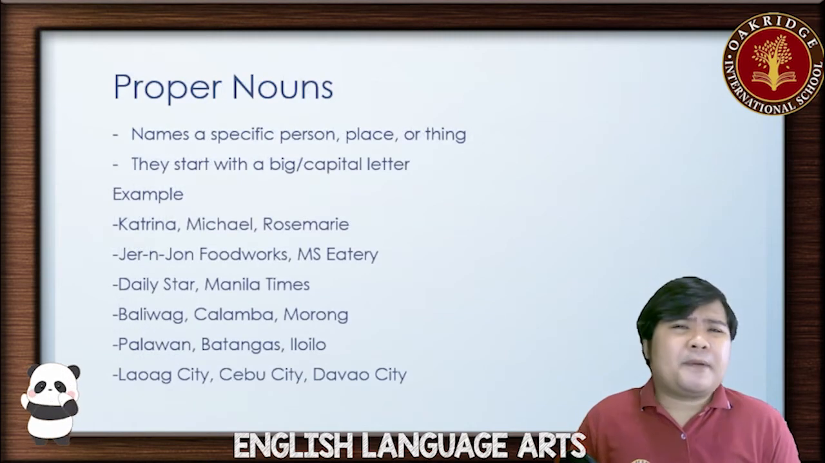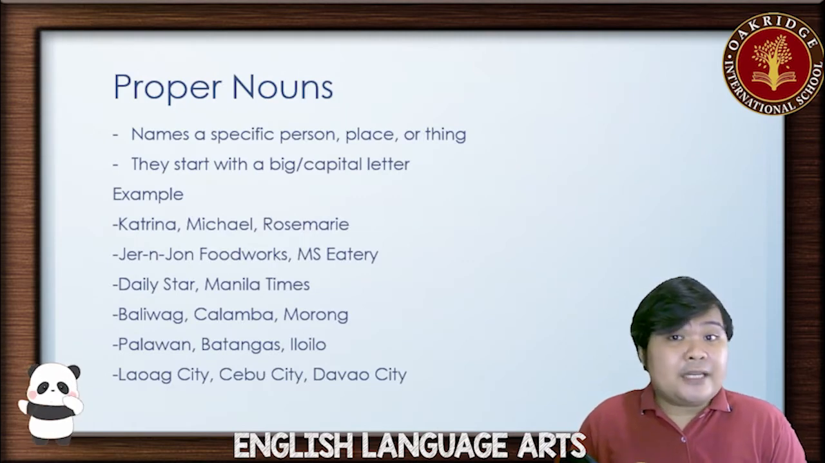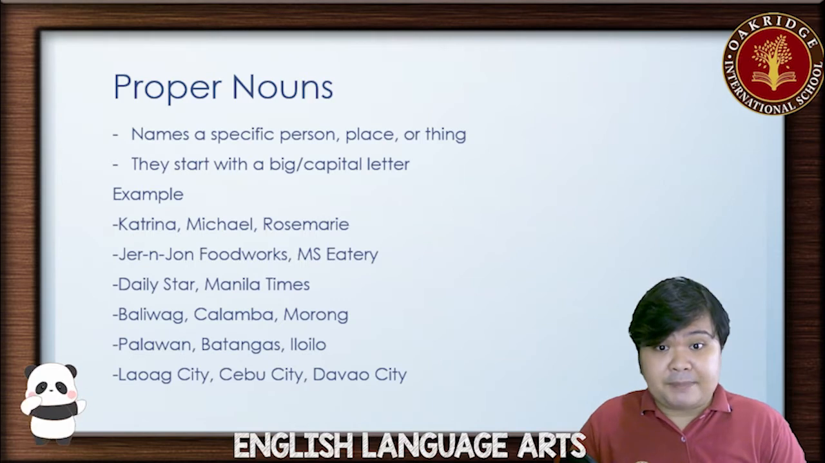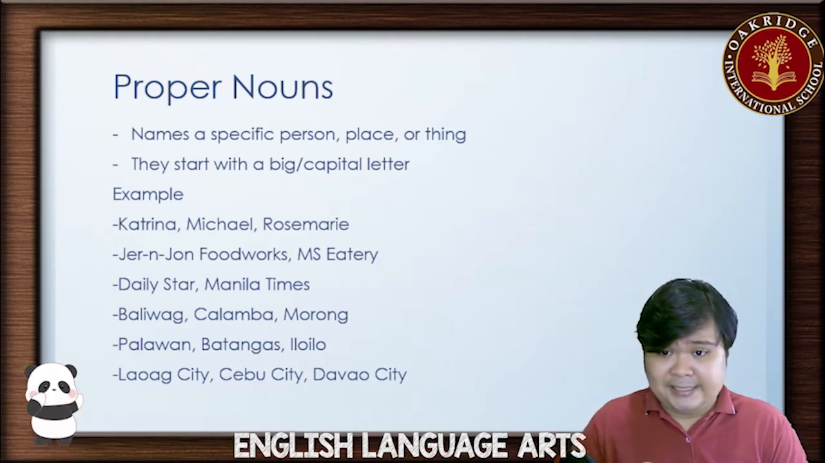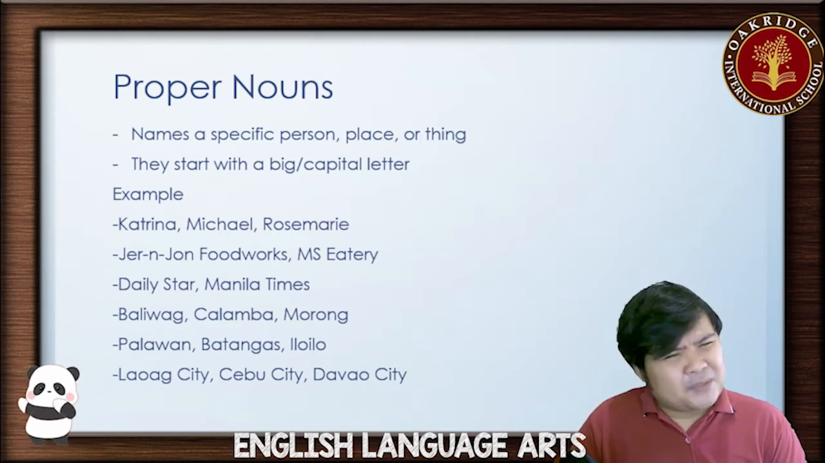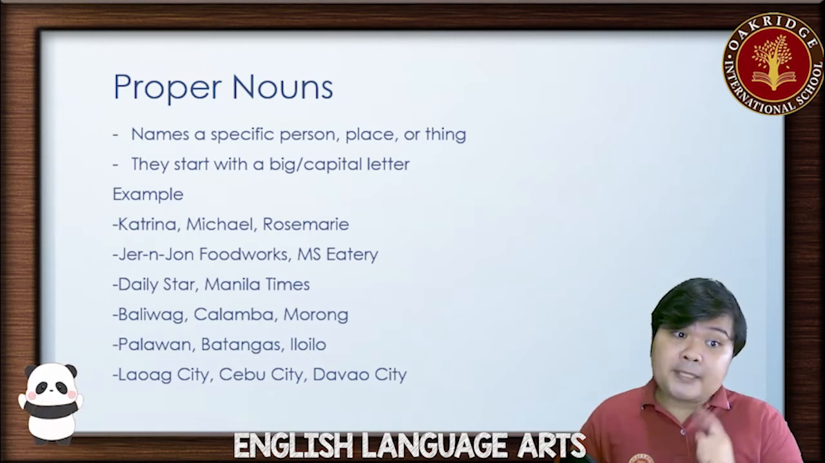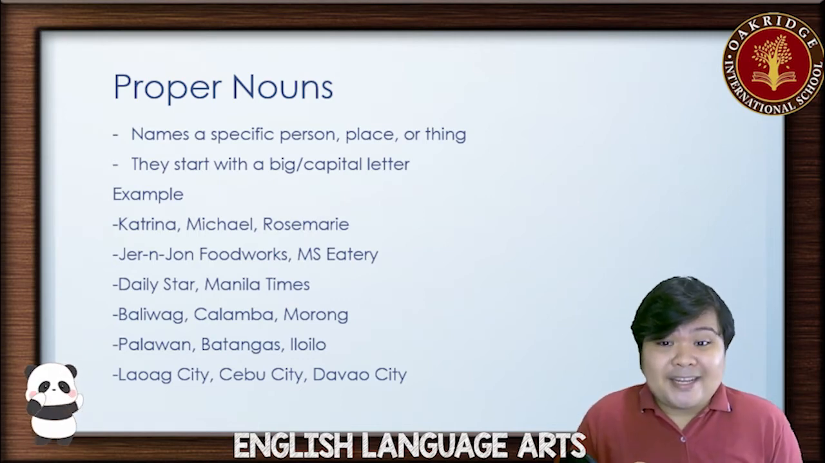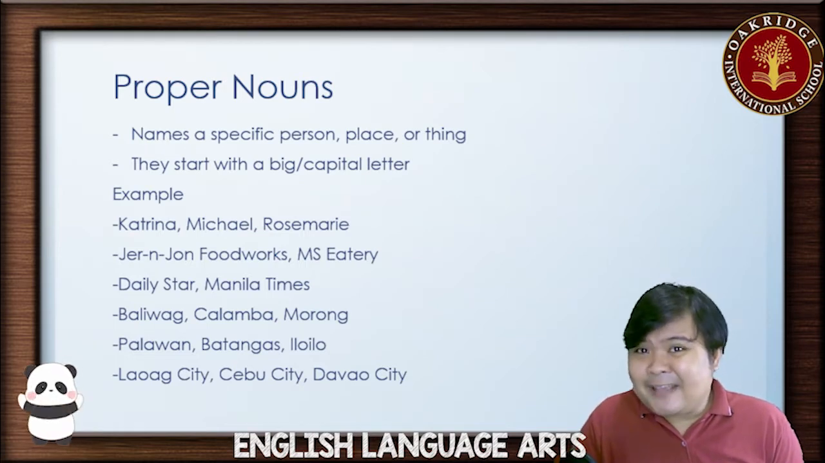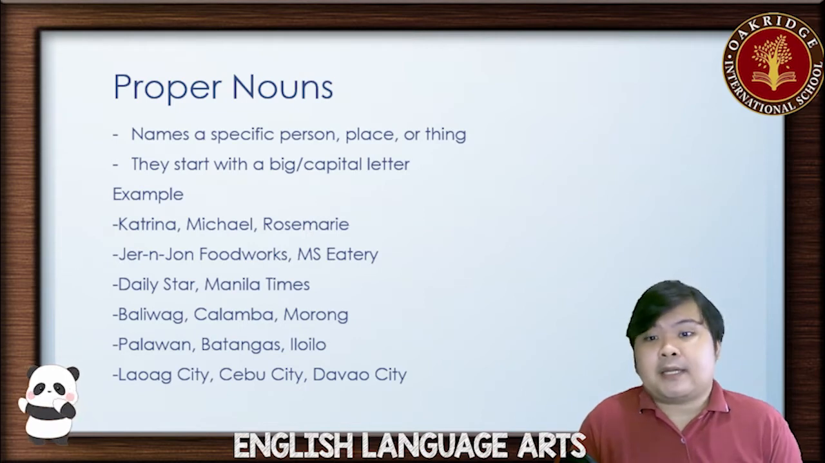What about proper nouns? Proper nouns, on the other hand, are names of a specific person, place, or thing, or animal. They start with a big or capital letter. A while ago, we had the example pupil. It was not specific who the pupil was. But here we have Katrina, Michael, Rosemary. These are specific names of people, specific names of pupils.